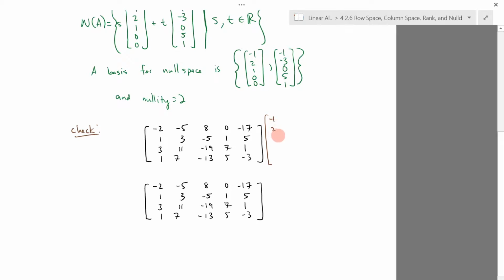Multiply each of the basis vectors, -1, 2, 1, 0, 0. So when you do matrix multiplication, it's -1 plus 2 plus 1, right? So what do we have? It's 2 minus 10, which is -8, plus 8, which is 0. Then this would be -1 plus 6 is 5. 5 minus 5 is 0. And this would be -3 plus 22 is 19. Minus 19 is 0. And then this would be -1 plus 14 is 13. 13 minus 13 is 0. So there you get this.